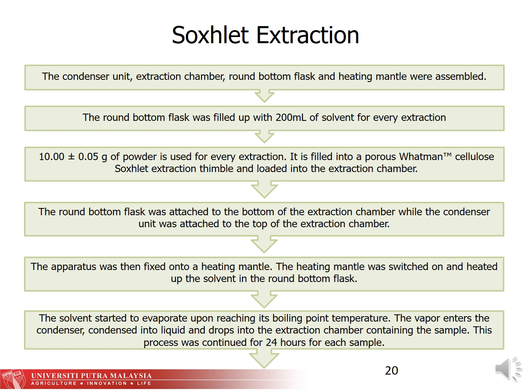The round bottom flask was attached to the bottom of the extraction chamber, while the condenser unit was attached to the top of the extraction chamber. The apparatus was then fixed onto a heating mantle. The heating mantle was switched on and heated up the solvent in the round bottom flask. The solvent started to evaporate upon reaching its boiling point temperature. The vapor enters the condenser, condenses into liquid and drops into the extraction chamber containing the sample. This process was continued for 24 hours for each sample.